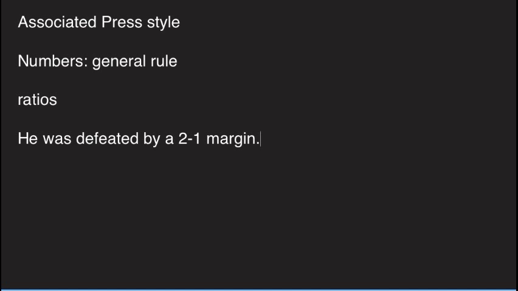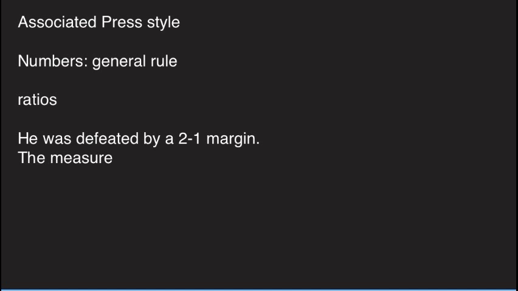Let's take a look at ratios. There's also a stylebook entry for ratios. So in ratios, you would say we're talking about comparing two numbers. So you might say he was defeated by a 2-to-1 margin. These are often used in elections.